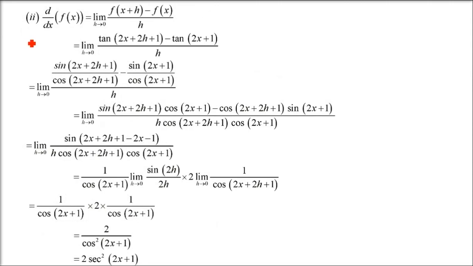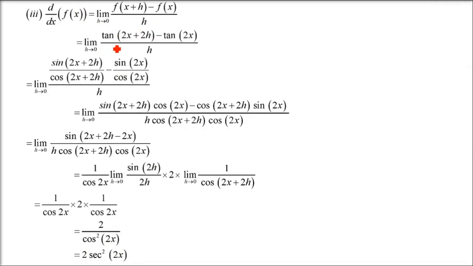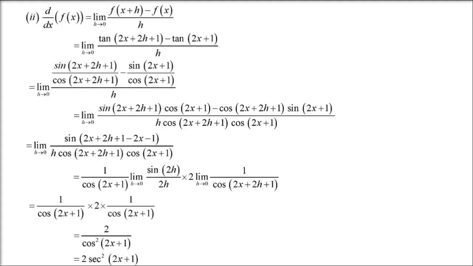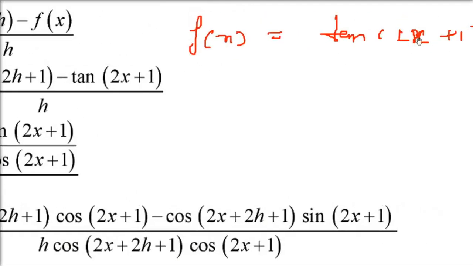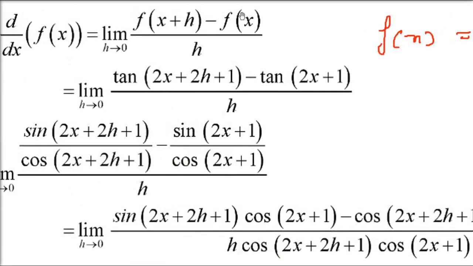Now this is tan(2x+1). Please remember this question and the next coming question will be exactly similar. This question, tan 2x and tan(2x+1), will be exactly similar, right? So what do we do? [f(x+h) − f(x)]/h. So tan(2x+1) is what is given to us. Wherever x is there, put x+h, and this will remain the same.